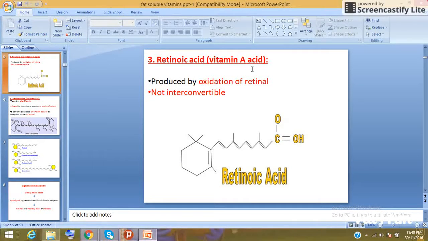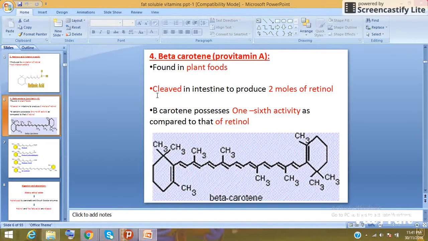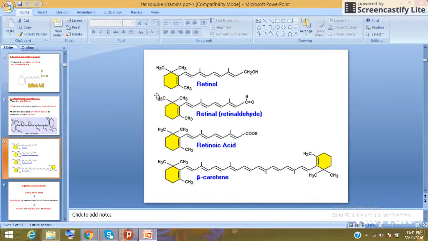Retinoic acid. Vitamin A acid is produced by oxidation of retinal. So again, by oxidation of retinal, retinoic acid will be formed. It's not interconvertible, as I said earlier. Beta carotene. It's mostly found in plants. Beta carotene possesses one-sixth the activity compared to that of retinol. These are the structures.